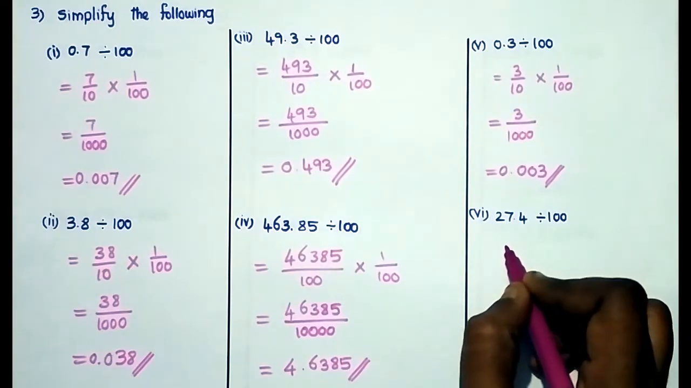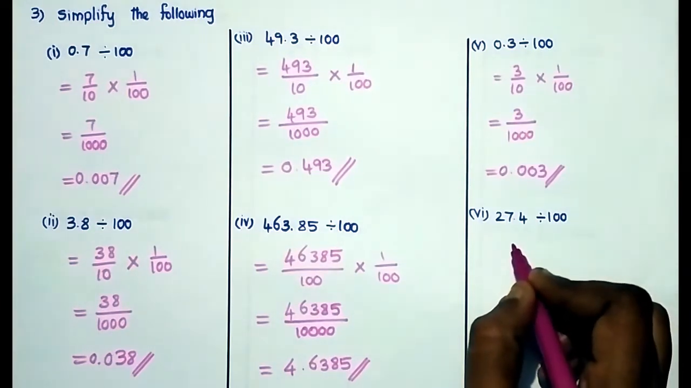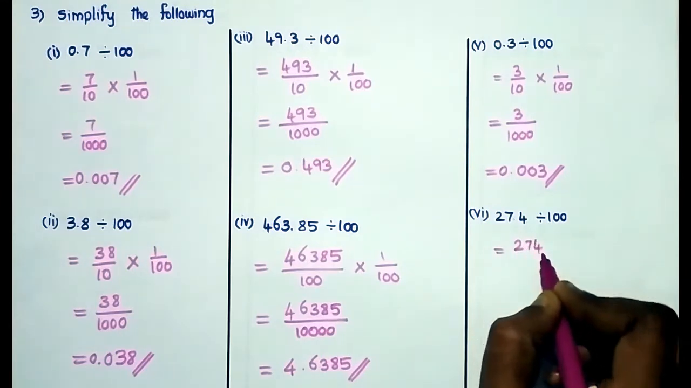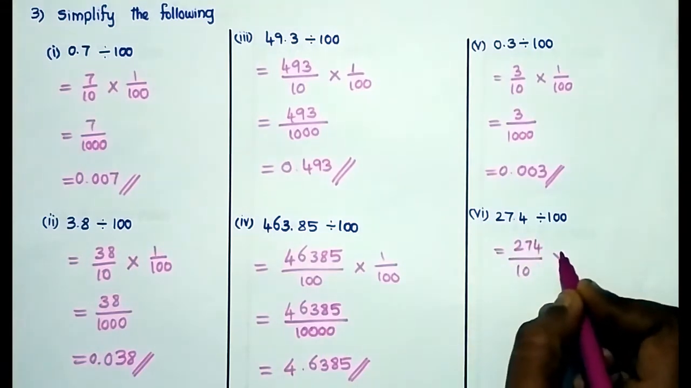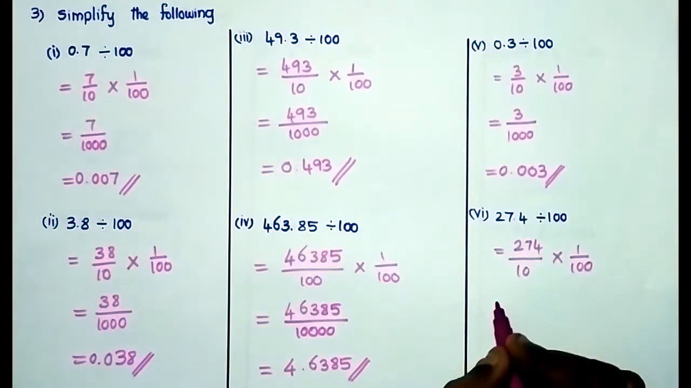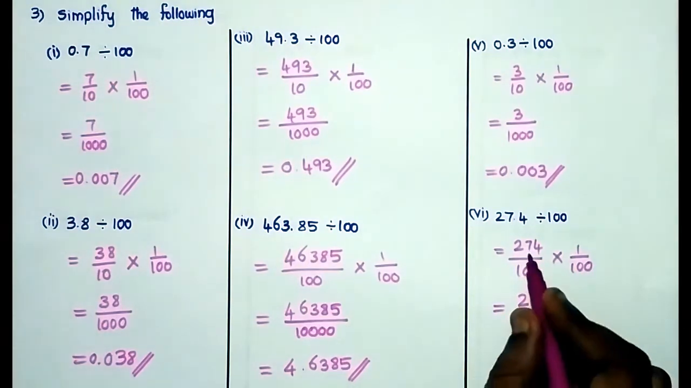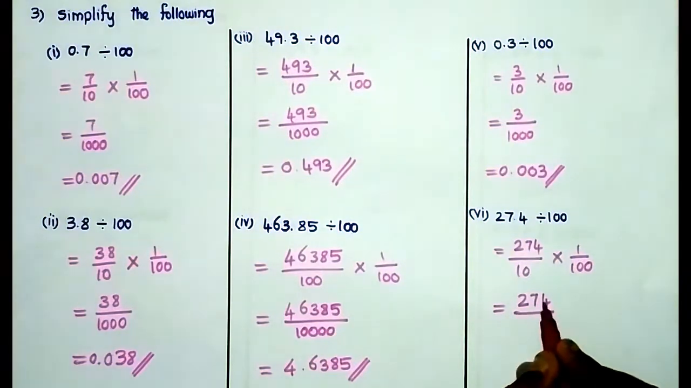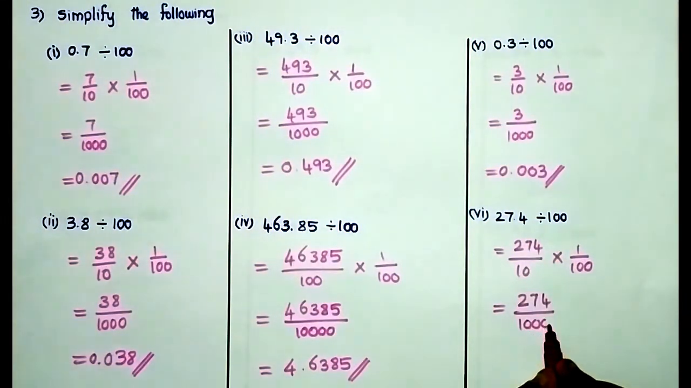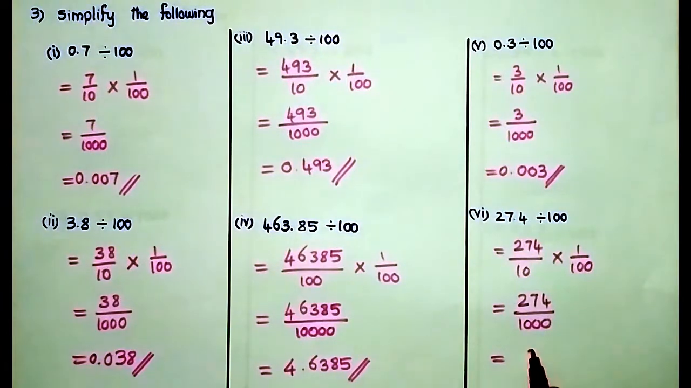Next one, 27.4 divided by 100. 274 divided by 10 into 1 by 100. Now 274 into 1, 274 divided by 10 into 100, 1000. 274. Listen, before 3 digits we have to keep the point. So 1, 2, 3. There is no number. So 0.274 is the answer.